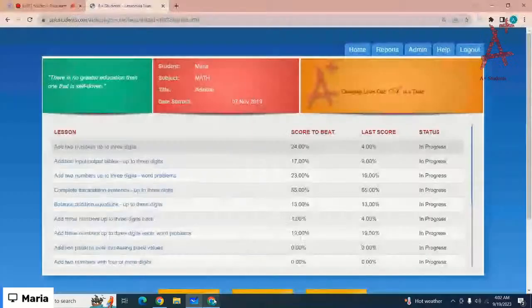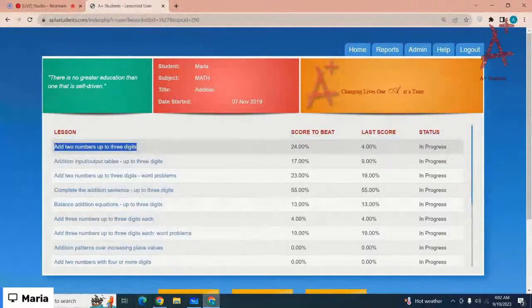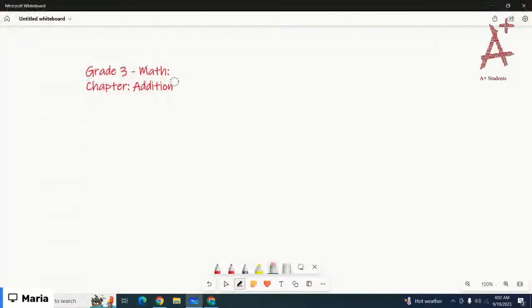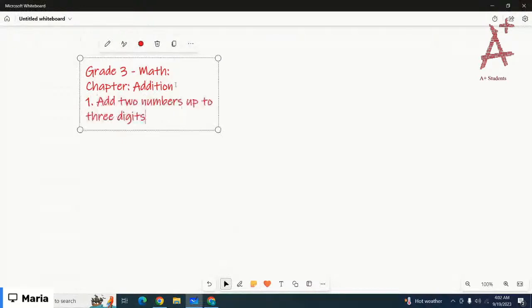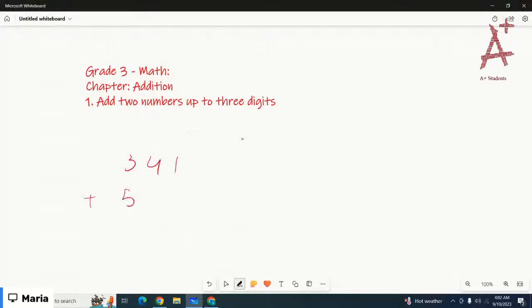Okay, let me just write down the name. That is add two numbers up to 3 digits. So we are going to add two numbers that have 3 digits, right? For example, you have to add 341 and 500. How do you add?